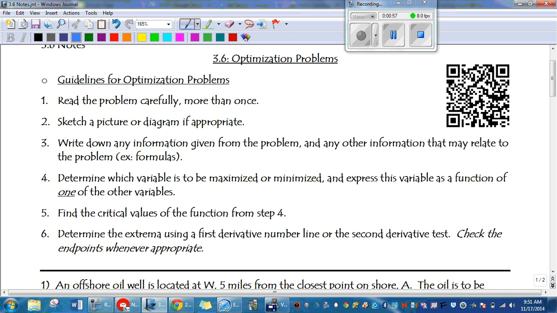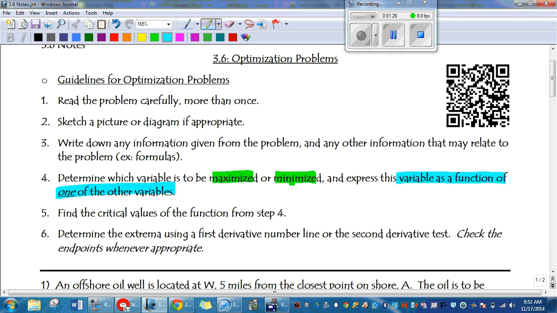The fourth one asks us to determine which variable is to be maximized or minimized. Like I said, one or the other is going to happen. We're either minimizing or maximizing. And we have to express this variable as a function of one of the other variables. So when we write an equation, it has to be in terms of one other variable. We can't have like 2 other variables on the right side of the equation. It has to be just one.